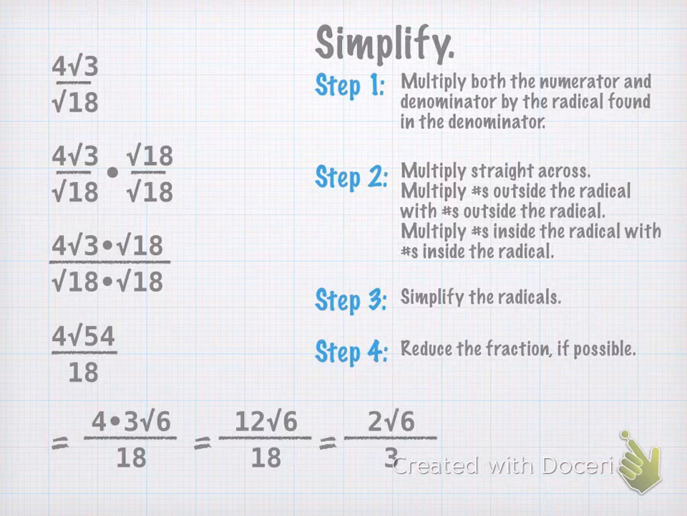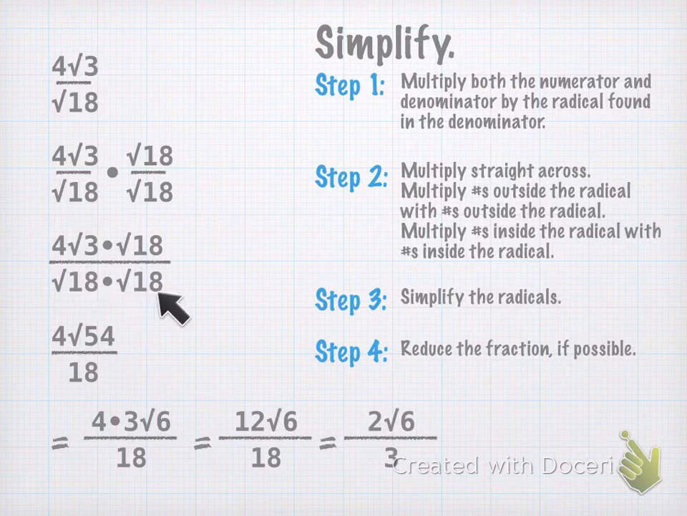Multiply straight across. Multiply the numbers outside with the numbers outside. Multiply the numbers inside the radical with the numbers inside the radical. So we're going to do the 3 times the 18. And there's a little imaginary 1 in front of the square root of 18, so it's 4 times 1. That gives us 4 square roots of 54.